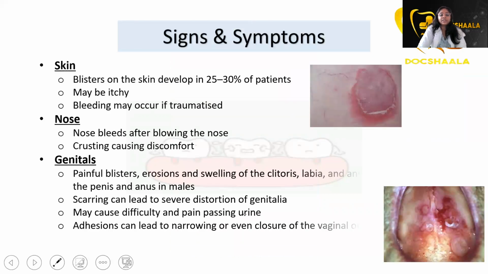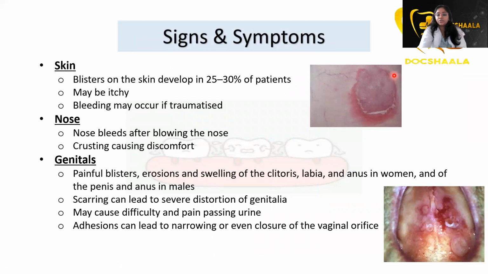Then coming to the skin. So here you can see, this is a pemphigoid lesion, a mucous membrane pemphigoid lesion. There is a blister, which develops in about 25 to 30% of patients. It may be itchy. Bleeding may occur if traumatized, that is, if a patient disturbs the lesion, then bleeding may occur. Then there are nosebleeds after blowing the nose. Then crusting causes discomfort.